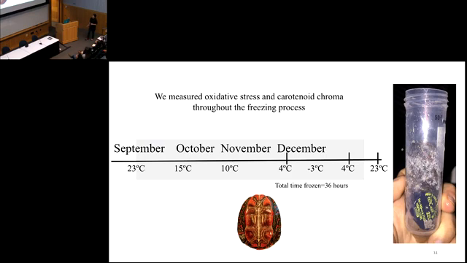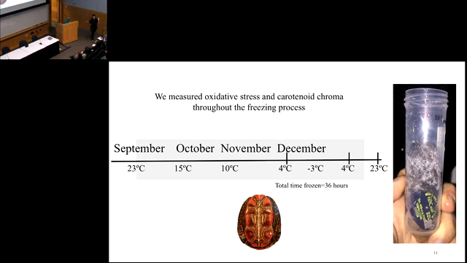So in order to investigate whether these carotenoids might be relevant antioxidants for mitigating oxidative stress after freezing, I took a bunch of hatchlings and put them through a simulated winter. So for the first few months, all of this time they're in complete darkness to simulate the nest environment. They have no access to food or water, but the temperature is decreasing steadily. And then here they were frozen solid for 36 hours.